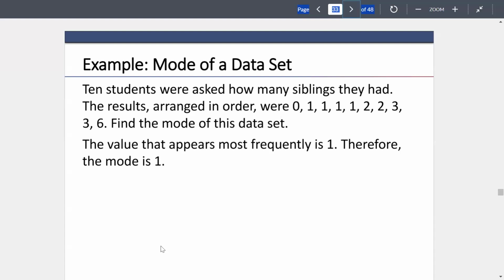For example, 10 students were asked how many siblings they had. The results arranged in order were 0, 1, 1, 1, 1, 2, 2, 3, 3, 6. We want to find the mode of this data set. We see we only get 0 one time. The 1 appears 4 times, the 2 appears 2 times, and the 3 appears 2 times. So the one that we consider to be the mode would be the 1, because it's the most frequent. It has to be the one that appears the most.